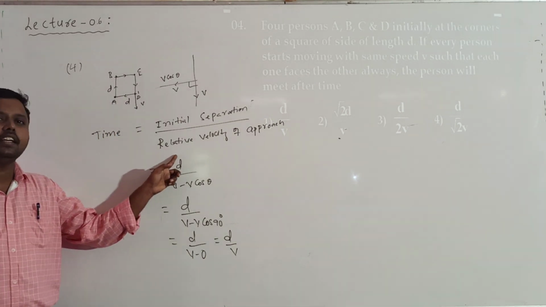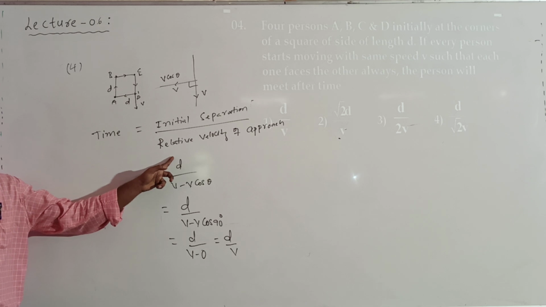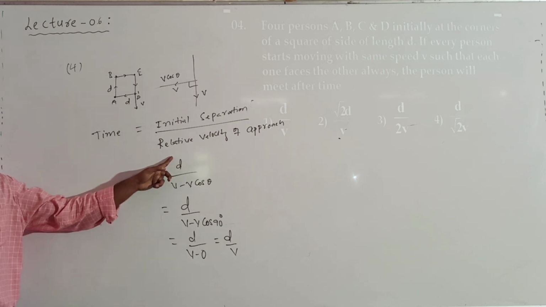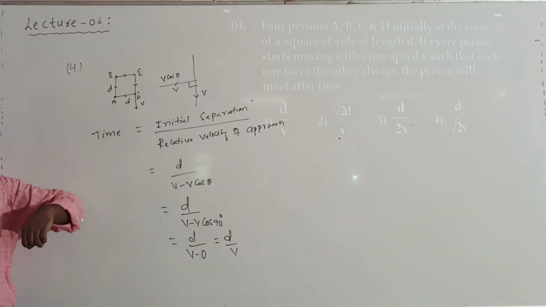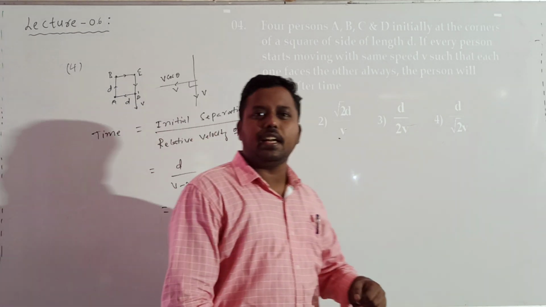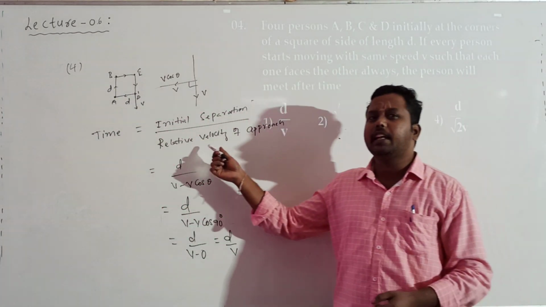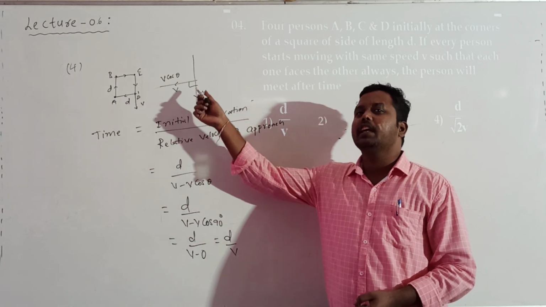A relative velocity is the velocity of one body with respect to another body. To calculate the time taken, you have to consider the relative velocity. By using the relative velocity only, we calculated the time. So for example, here they have given a square.